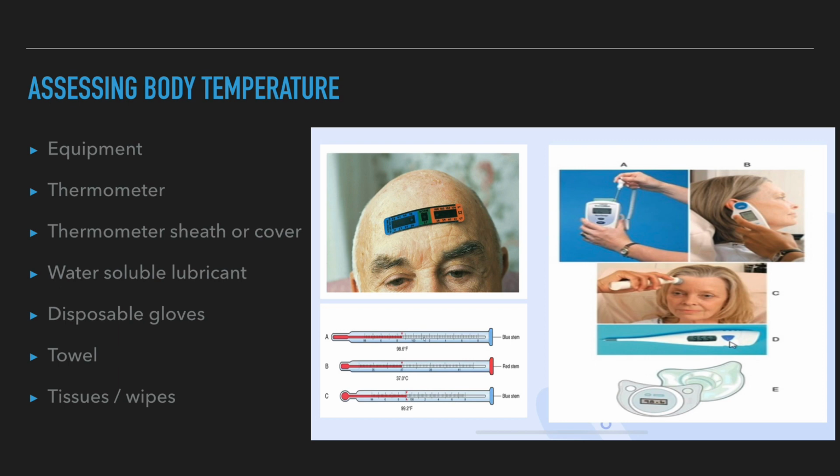Equipment. Equipment used for temperature measurement includes thermometer, thermometer sheath or cover, water-soluble lubricant, disposable gloves, towel, and tissue wipes. Types of thermometers include electronic thermometers, tympanic membrane thermometers, temporal artery thermometers, disposable paper thermometers, and temperature-sensitive strips. Once used commonly, glass mercury thermometers are no longer being used due to the dangers of exposure to mercury.